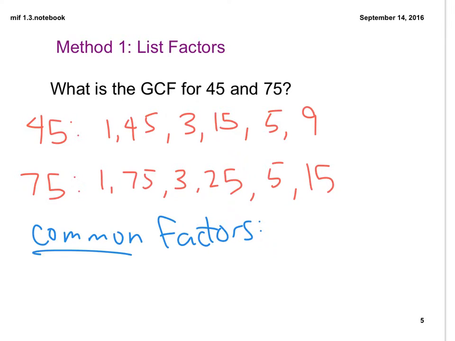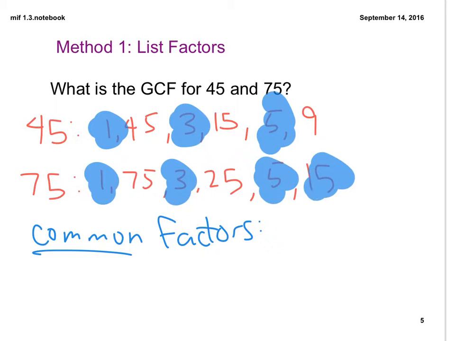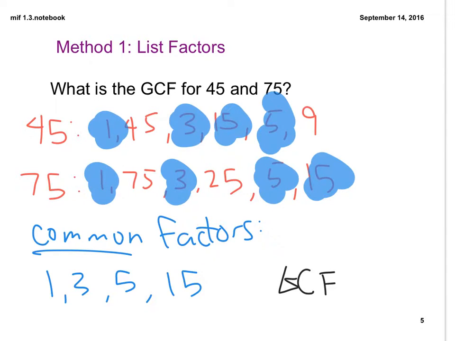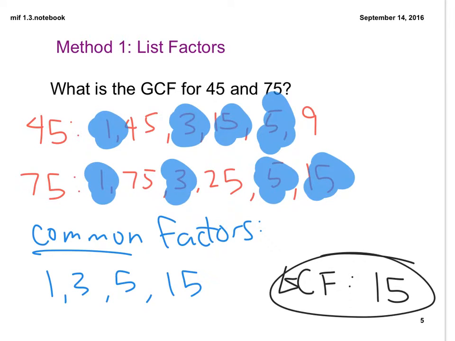So let's start by looking at the common factors. First, understand that the word common means that they both have to have that as a factor. So let's look at these lists. What do we see in common? Well, there's a 1 in both lists, there's a 3 in both lists, there's a 5 in both lists, and there's a 15 in both lists. So our list of common factors would be 1, 3, 5, 15. Now, of that list, what is the GCF? The greatest common factor. Well, we want the largest number in the list of common factors. It's 15. There we go. That's all it is. We list out the factors. We find the one that's on both lists and the biggest.